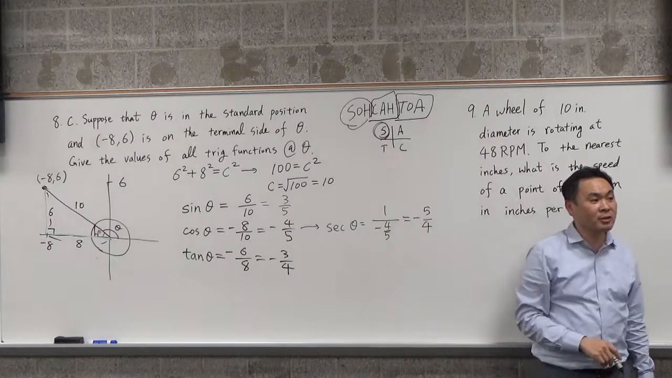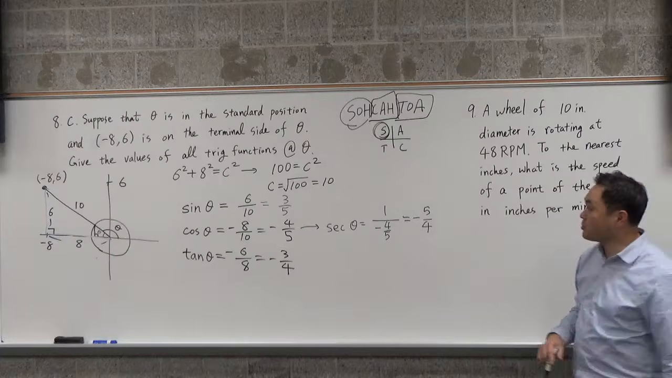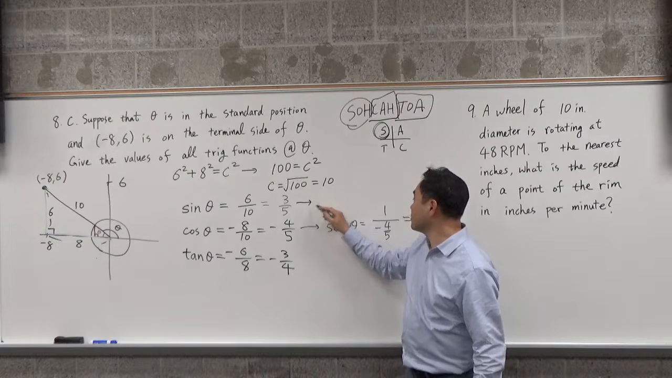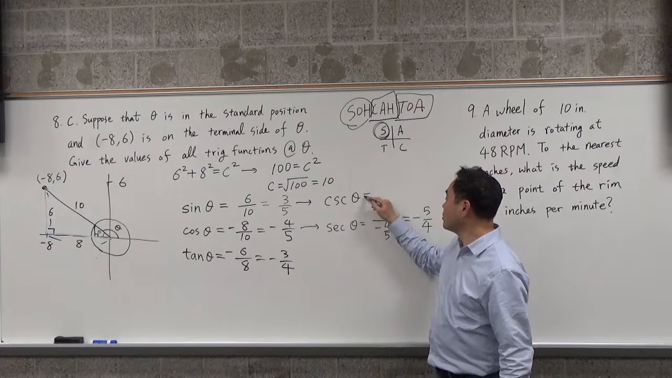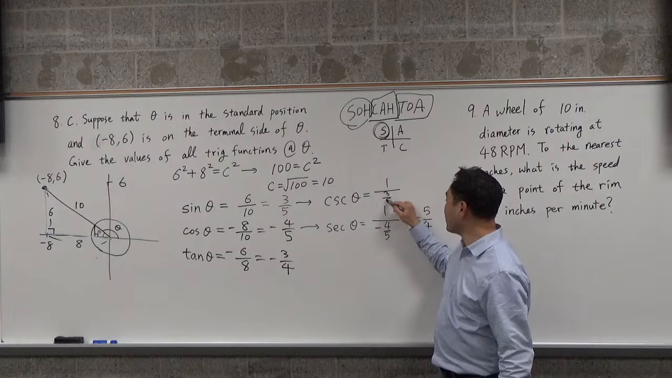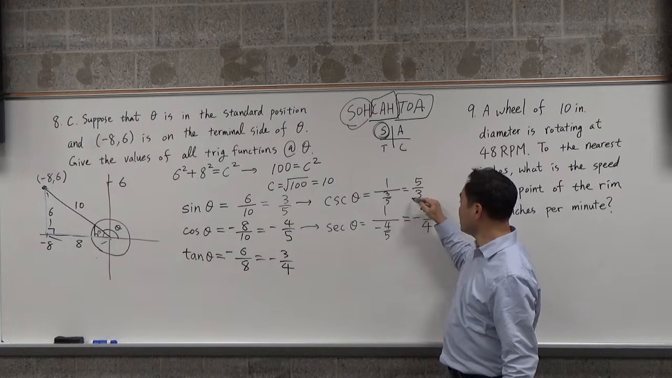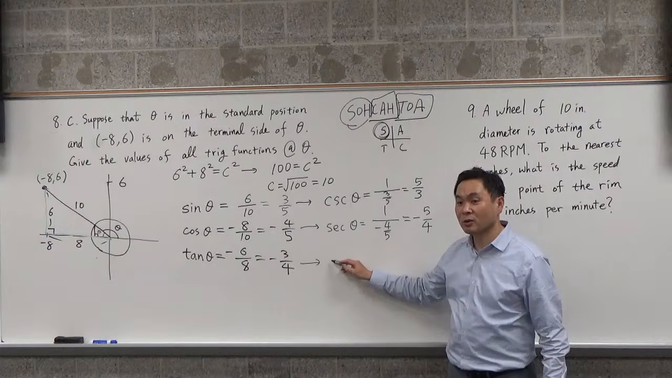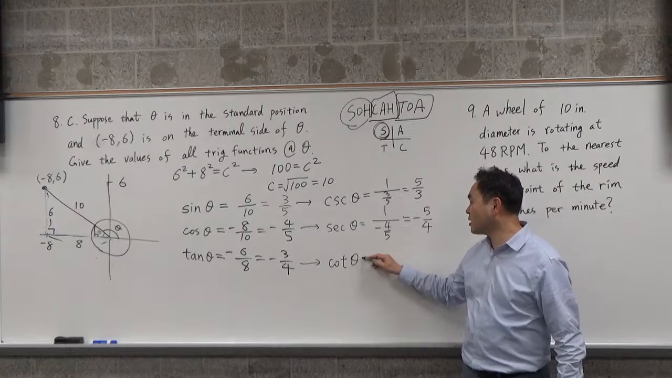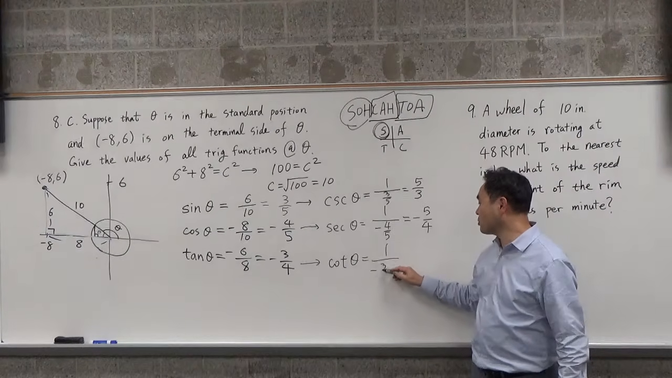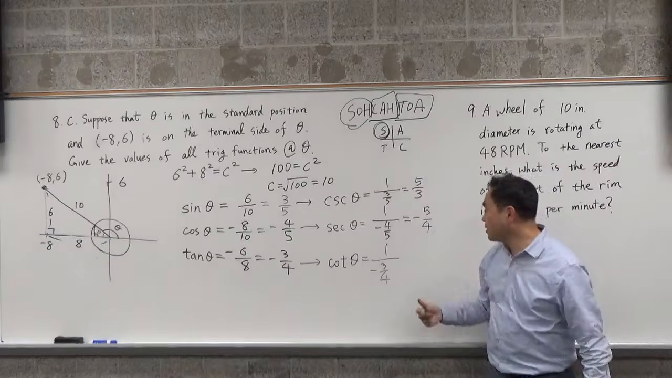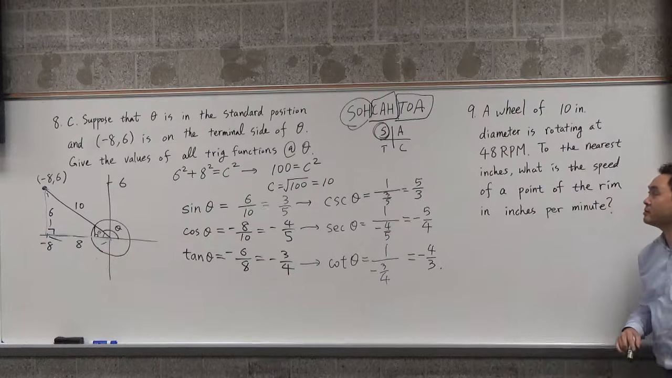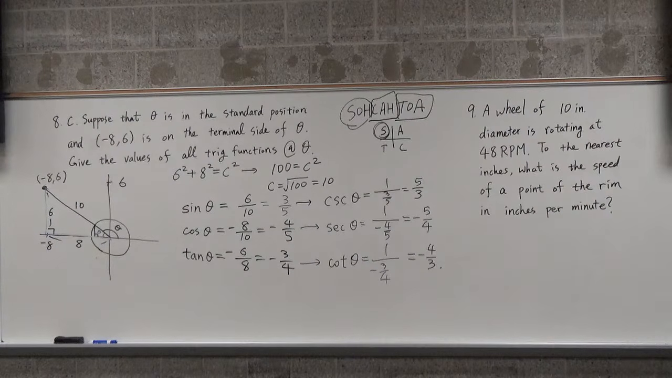Okay, what other functions are there? Cosecant. Cosecant is 1 over sine. So cosecant theta will be 1 over 3 over 5, which is 5 over 3. And the reciprocal of tangent is called cotangent theta, which is 1 over negative 3 over 4, and you simply flip 3 and 4, and therefore the answer is negative 4 over 3. That's how you do it.